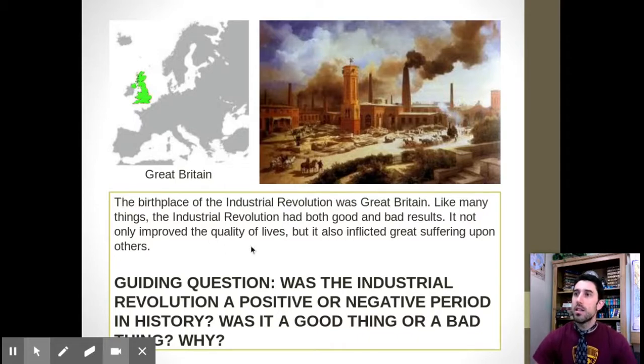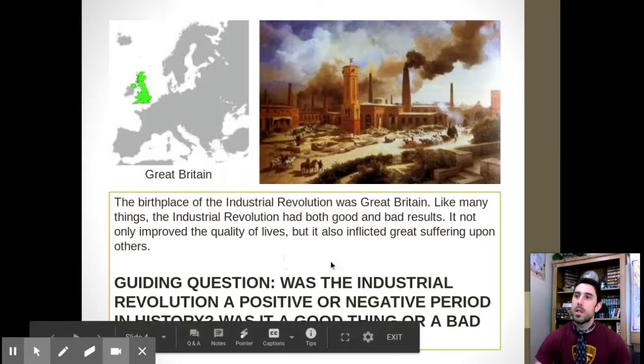Like many things, the Industrial Revolution had both good and bad results. It not only improved the quality of lives of people, but it also inflicted great suffering on others, as we have begun to see. So there is one thing we want to look at.